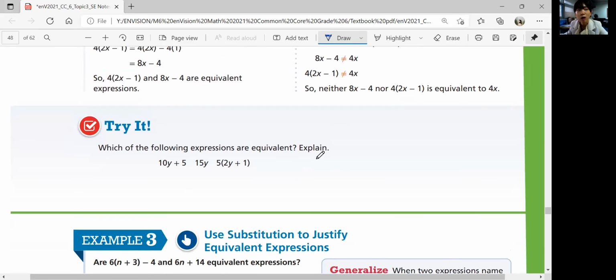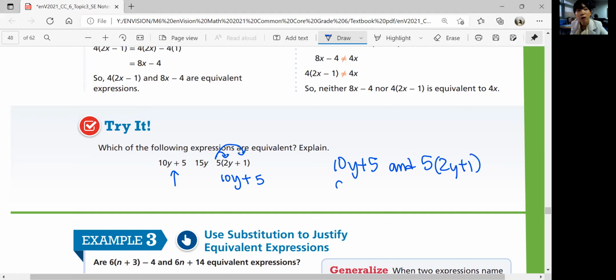Let's try this question. Which of the following expressions are equivalent? We got 10y plus 5, 15y, and 5 times 2y plus 1. Okay, let's use the distributive property to distribute this out. 5 times 2y is 10y. 5 times 1 is 5. Okay, 10y plus 5 is already your first expression. So 10y plus 5 and 5 times 2y plus 1 are equivalent.